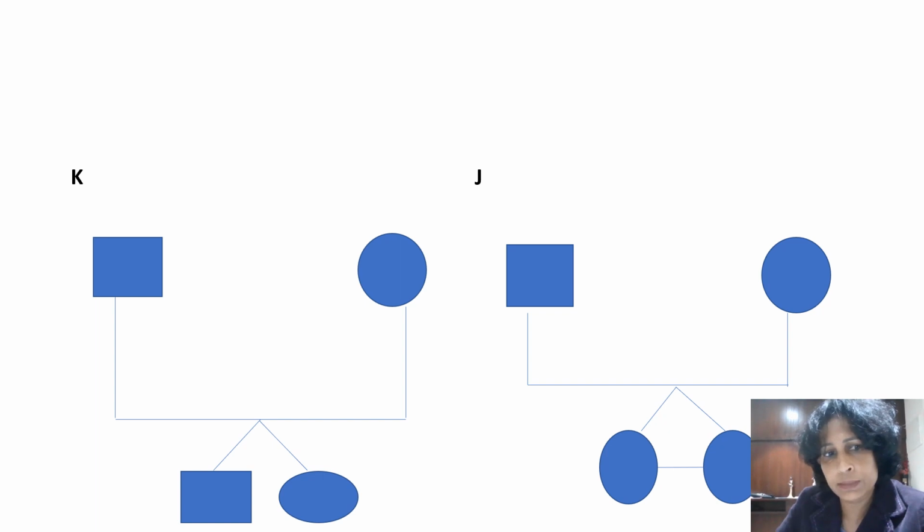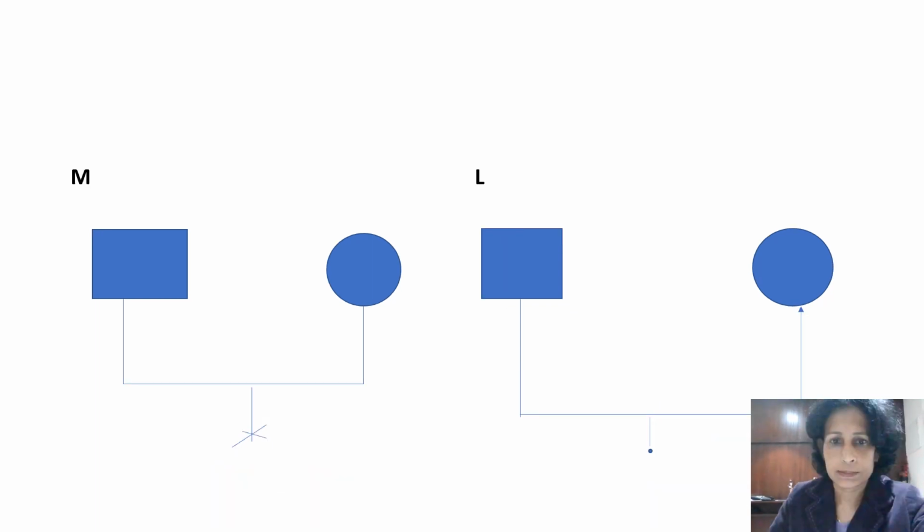The similar thing you can see with the slight change in the K. V sign is there, but there is no connection between two children. So this is known as non-identical twins. So J and K speak about twins. Shall we move on to two more symbols, L and M?